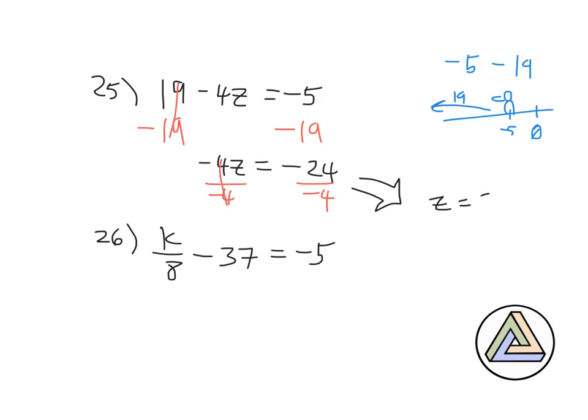24 divided by 4 is 6. So hopefully that is the answer. I'm pretty sure I'm right about that. All right, k over 8 minus 37 equals negative 5.